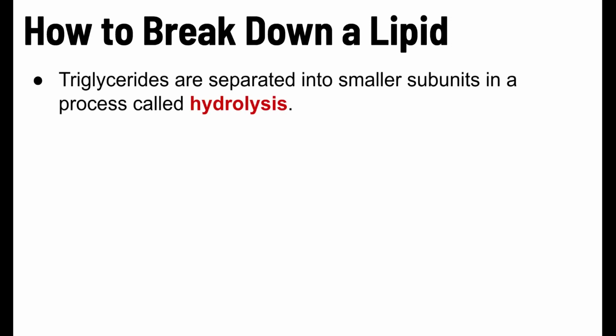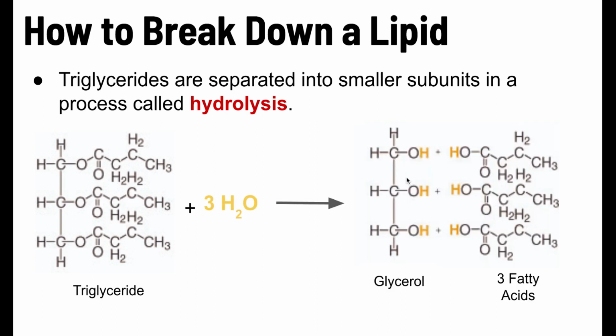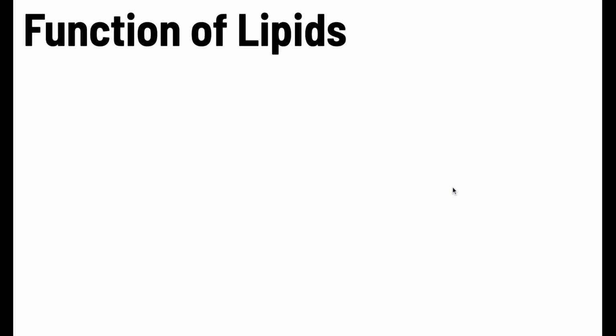Now let's talk about how you break down a lipid. Triglycerides are separated into smaller subunits in a process called hydrolysis. So in this case, you start with a triglyceride and you add water, specifically 3 molecules of water, and that produces glycerol and 3 fatty acids.